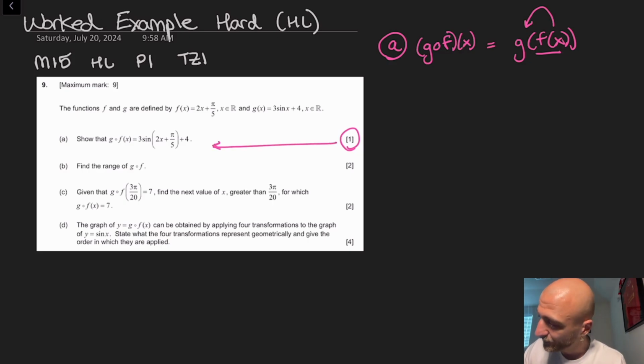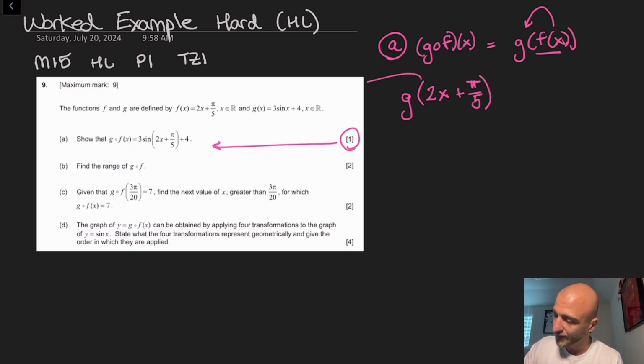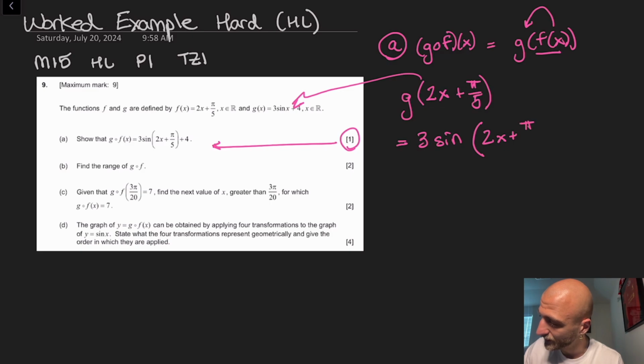So let's have a look. I'm going to rewrite this now as g of, and then I'm going to put in the f of x function right here, 2x plus pi over 5. And from here, I'm just going to substitute 2x plus pi over 5 for x in the g of x function. So that gives us 3 times the sine of, open parentheses, 2x plus pi over 5. The 4 is just sitting on the outside. That is exactly the same thing that we were asked to show, so that is 1 mark.